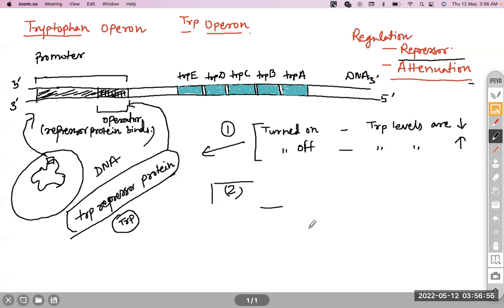So why is this tryptophan operon important? Because they need amino acids to survive, because they will make their own proteins. One of the amino acids that they need is tryptophan. So if tryptophan is available in the environment, E. coli will take it up and use it to build their proteins.